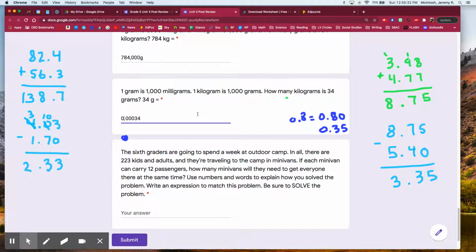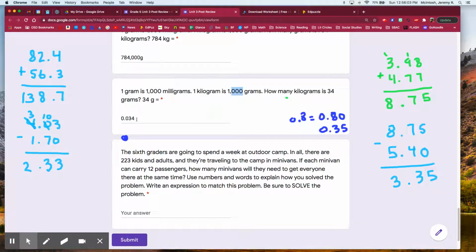34 divided by 1,000. So we're getting smaller, not bigger on this one, but it's the same concept, right? So I think I've added 2. Let's see. 1, 2, 34. 1, 2, 3. Yeah. So I'm just moving the decimal. There's an invisible decimal at the end of 34, and I'm going to move that to the left 3 spaces because it's divided by 1,000.